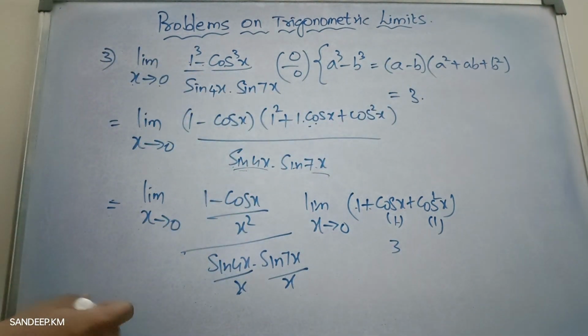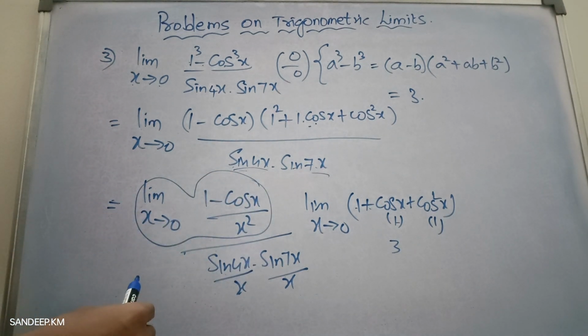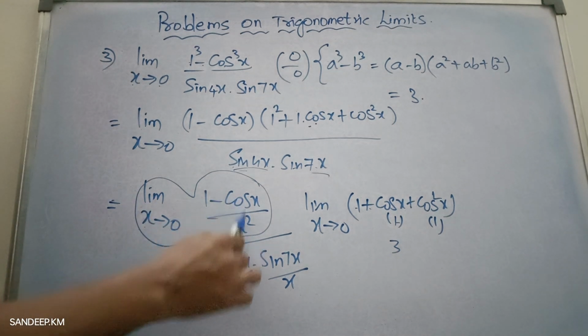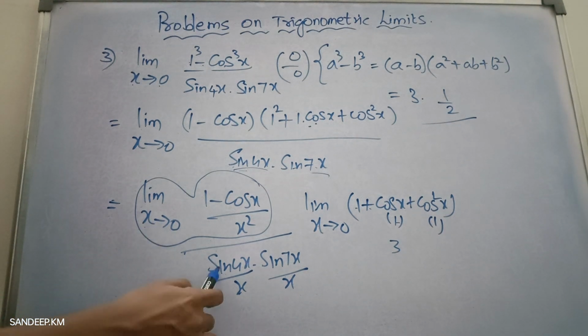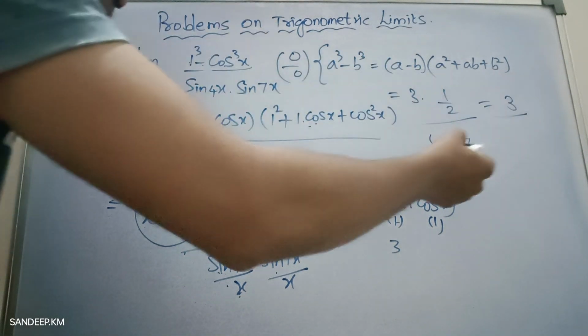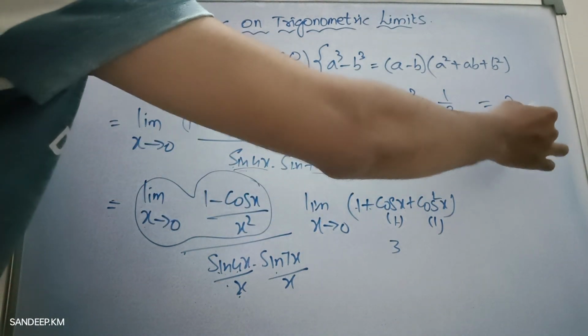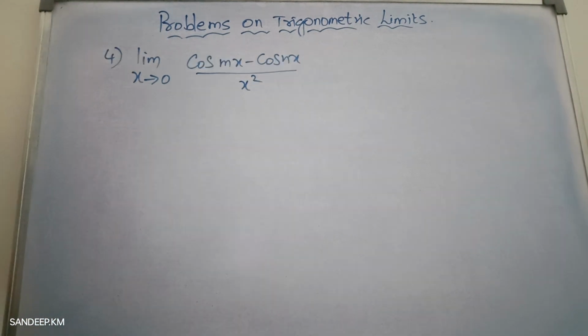So 3 into, dear students, already we have discussed this formula in the previous video. I told that this will be used directly in solving the problems. Limit x approaches 0, 1 minus cos x by x square is 1 by 2. Whole divided by limit x approaches 0, sin kx by x is k only. So this will give us 4 into this will give us 7. So what is our final answer? It is equal to 3 divided by 2, 4s are 8, 8 7s are 56. 3 by 56 is our answer for this question. I hope you understood this. We'll go with next question.